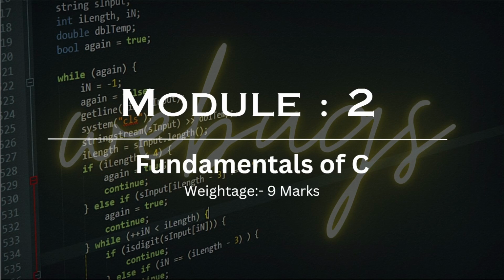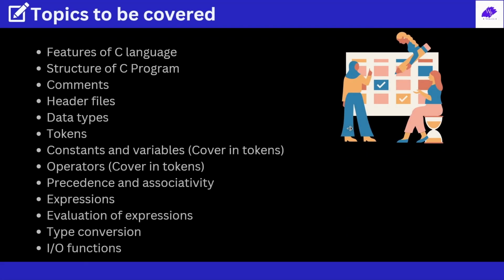In this video, we are going to continue our topic from module 2 of the subject PPS, that is Fundamentals of C. In the previous sections, we have already completed the first module of this PPS, and in this module, we have completed features of C, structure of a C program, comments, header files, data types, and tokens in C. But in tokens, we have not covered the operator portion because it would be very lengthy. So in this video we are going to cover the operator section. So let's jump on to operators.